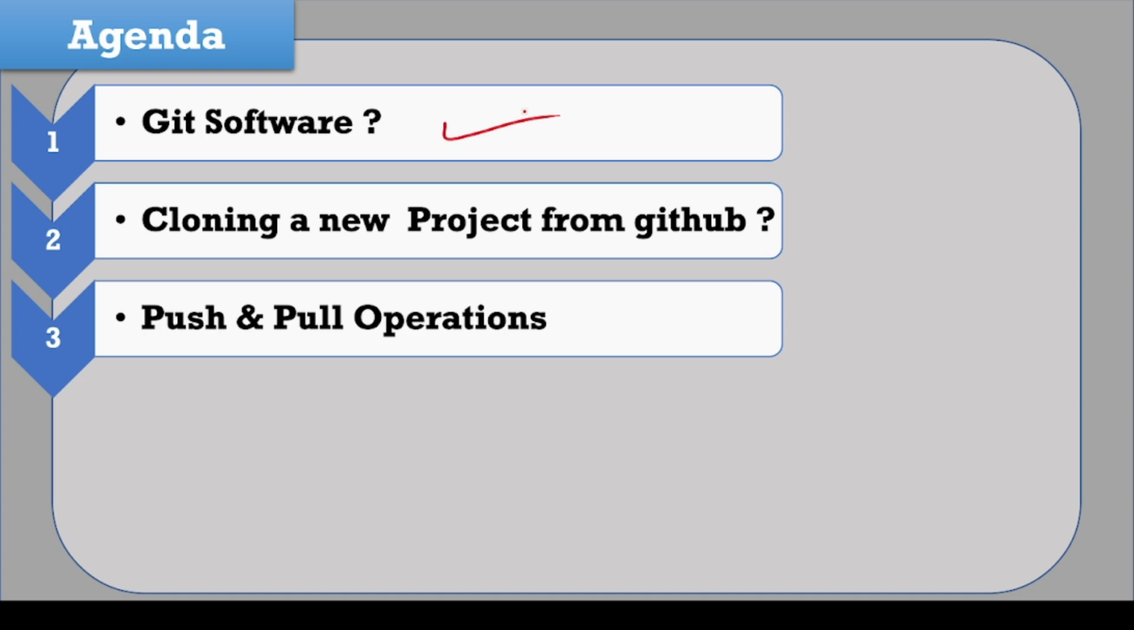The next point is how we clone from GitHub. We will create a new repository on GitHub and then access the same repository on our local machine with the help of an IDE. Third and last, how we perform push and pull operations in Git without typing any Git command, but with the help of an IDE. So let's begin.